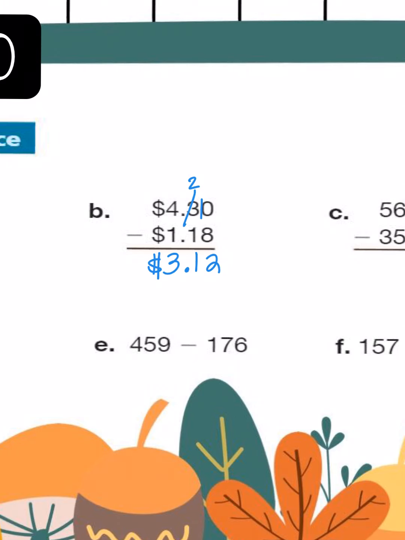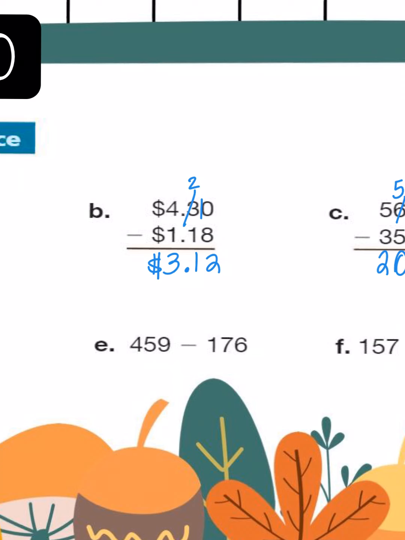Okay, 563 minus 356. Somebody raise your hand to walk me through this one. Okay, start me off. So you take the 3 minus 6, so you go to the 6, cross it out and make it a 5. Then you go to the 3, make it 13. And you do 13 minus 6 equals 7. And then you go 5 minus 5 equals 0. Then 5 minus 3, 2. Very good. Thank you.